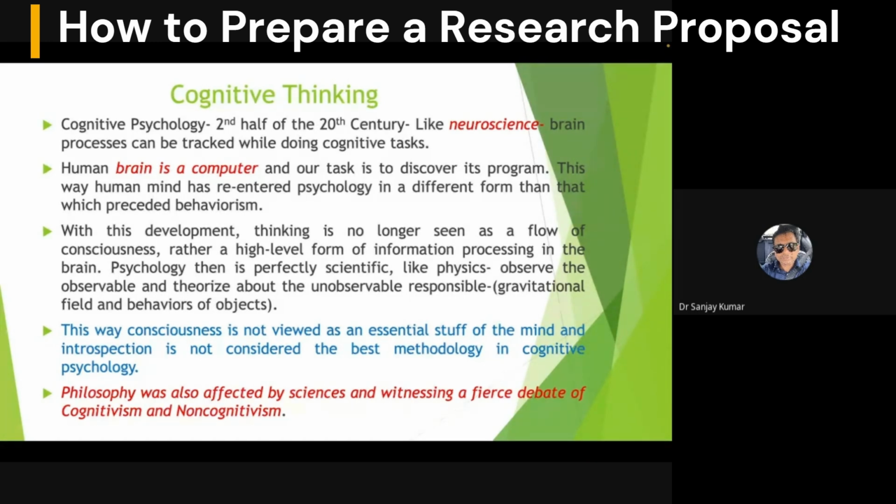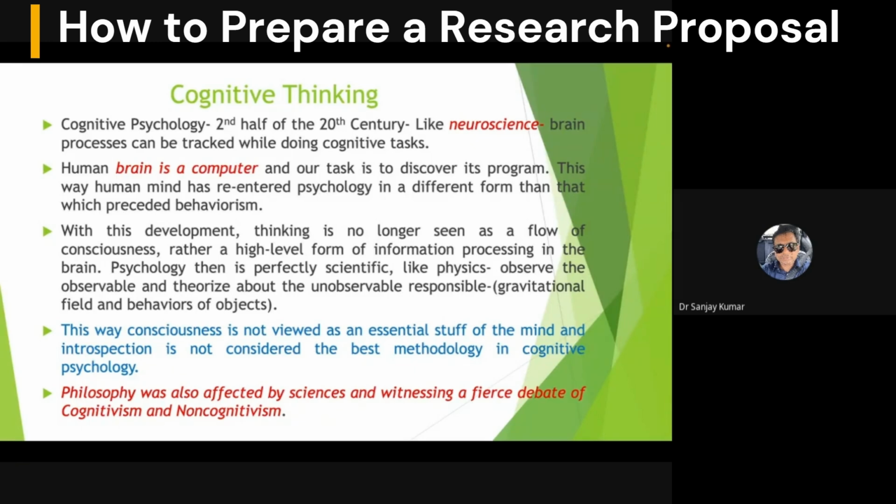With this development, thinking is no longer seen as a flow of consciousness. Now try to understand. Thinking is not seen as a flow of consciousness, rather a high-level form of information processing in the brain. Psychology then is perfectly scientific, like physics. Observe the observable and theorize about the unobservable responsible. Okay, and this was simultaneously going on in philosophy as well. Because this way, consciousness is not viewed as an essential stuff of the mind, and introspection is not considered the best methodology in cognitive sciences.